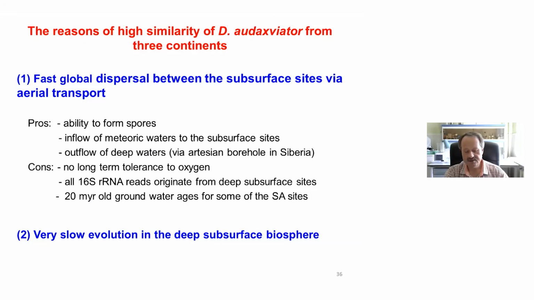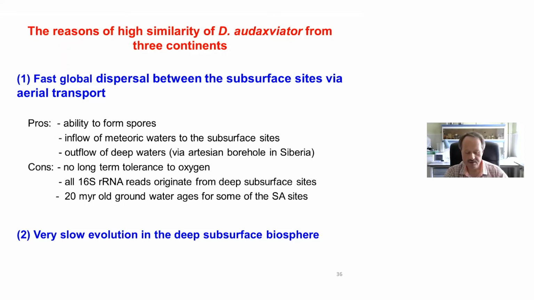There are several arguments in favor of this explanation. The first is the ability of the Sulfurudis to form spores. It's a firmicute, like Bacillus. Such spores could be distributed over long distances. There are examples of finding spores of thermophilic firmicutes from geothermal sites in cold marine sediments. Also, the deep subsurface sites are not fully isolated from the surface, really. There is an inflow of meteoric water, at least on the Siberian side. The outflow also exists, for example, via an artesian borehole in Siberia. Perhaps there is something similar at South African sites.